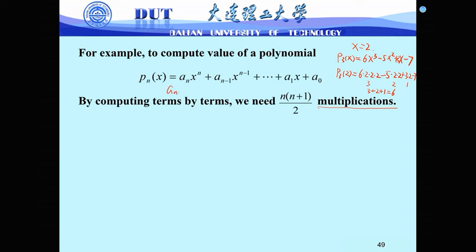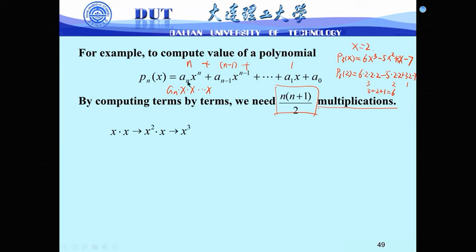Okay, now let's come back. For this term, it should be an times x times x times x, right? Don't forget, we also need this multiplication by an. So for this term, we need n multiplications. For this term, we need n minus 1 multiplications. And for this term, we need 1 multiplication. So totally the cost is 1 plus 2 plus up to n, which is n times n plus 1 over 2. Is it okay?